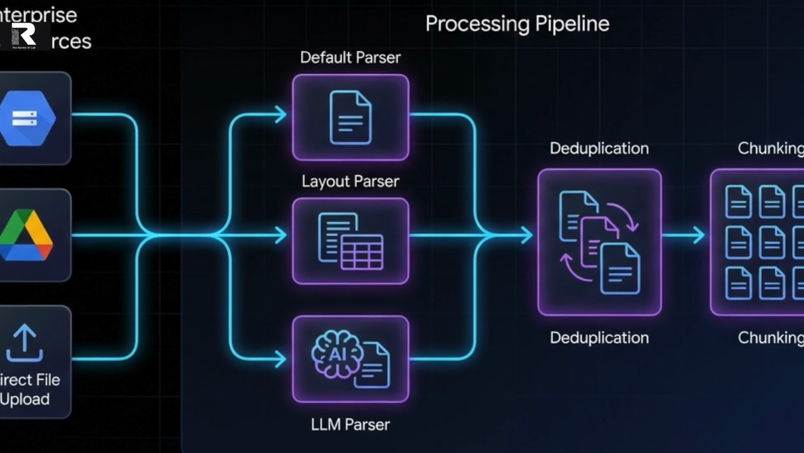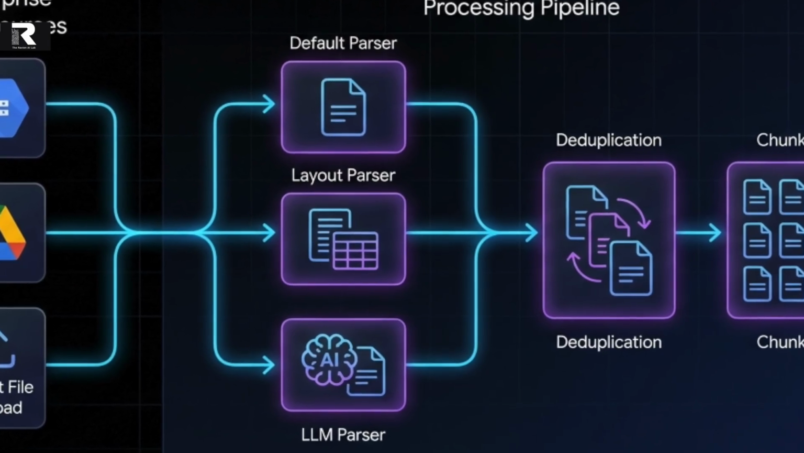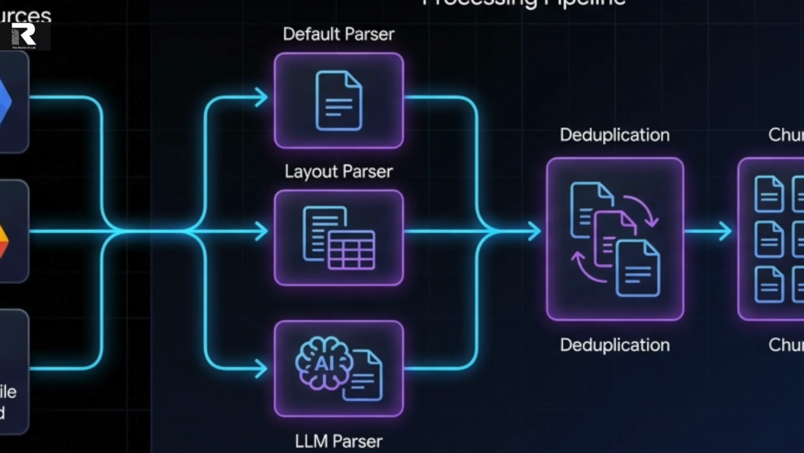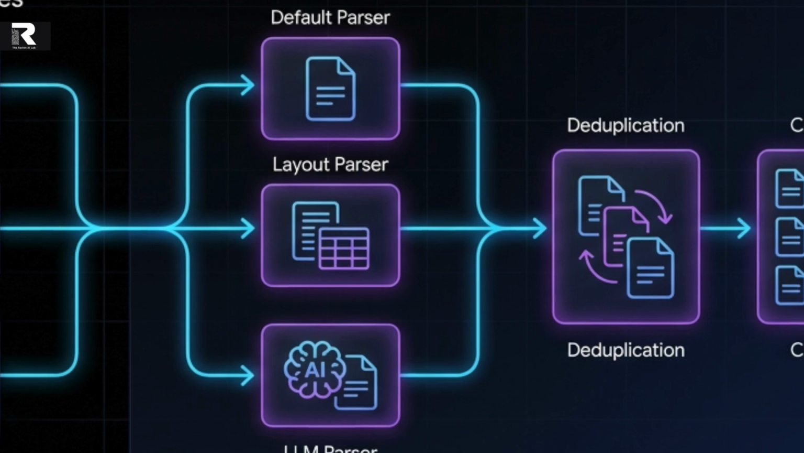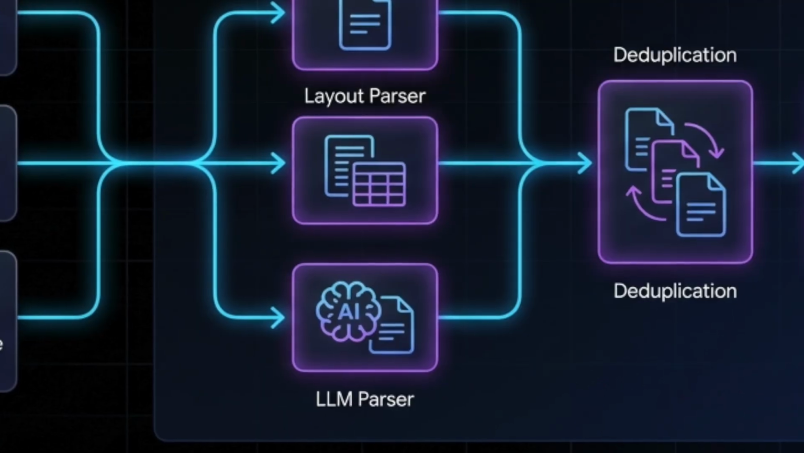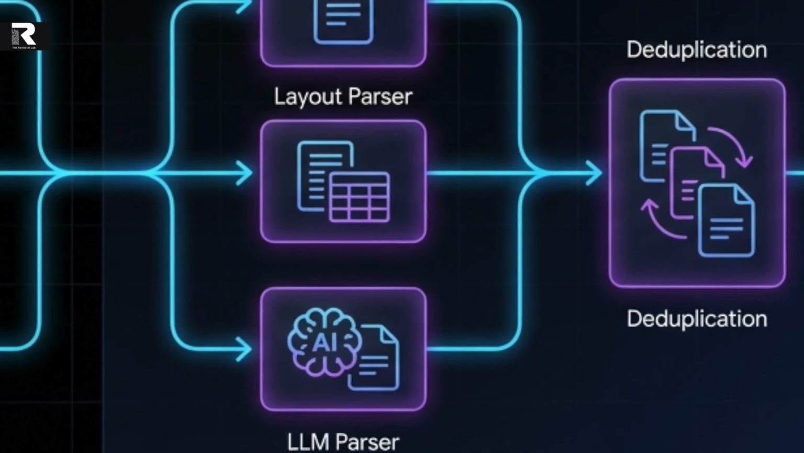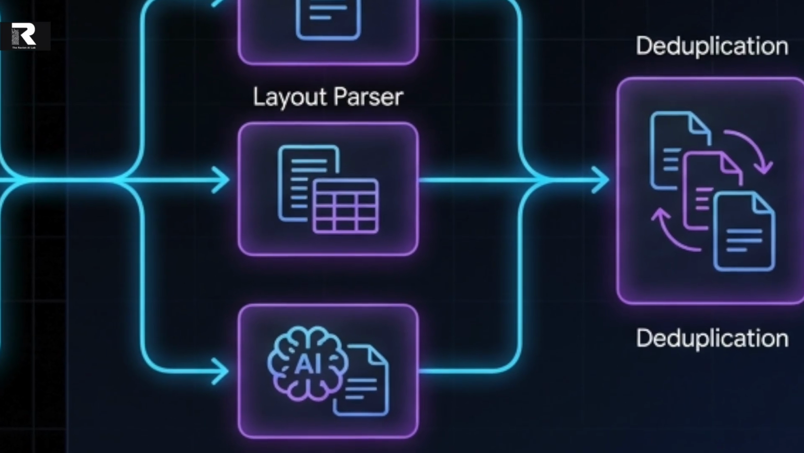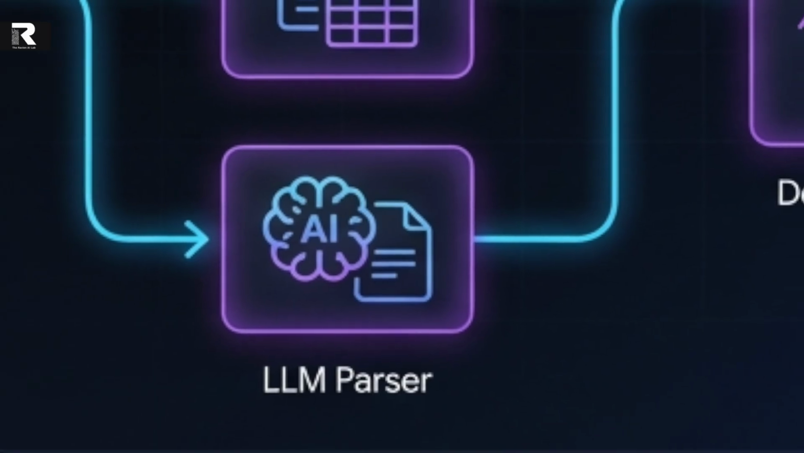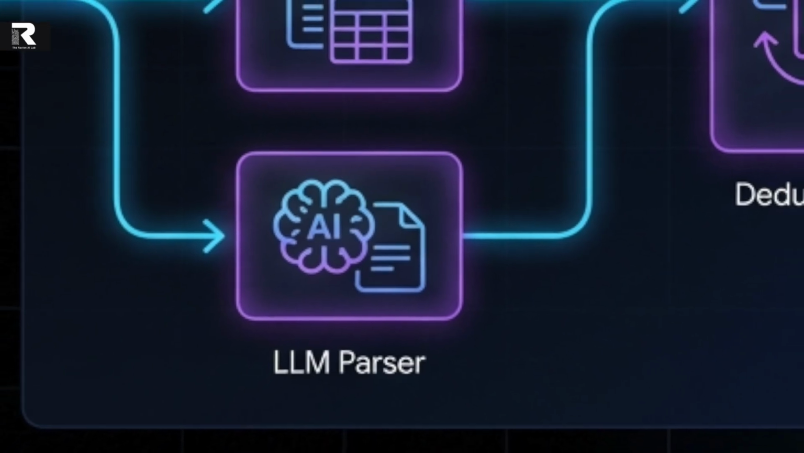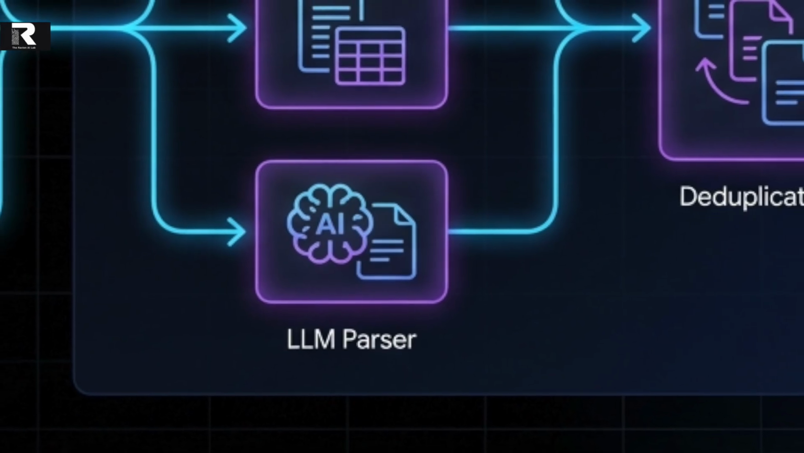Parsing layer. After ingestion, documents are processed using parsing strategies based on structure and complexity. Default parser: a general-purpose parser for standard documents, such as PDFs and text files. It extracts raw content efficiently. Layout parser, Document AI-powered: extracts structured elements such as headings, tables, and lists, preserving document structure for more accurate retrieval context. LLM parser, Gemini-powered: uses a language model to extract deeper semantic meaning from unstructured content, enabling richer contextual understanding.